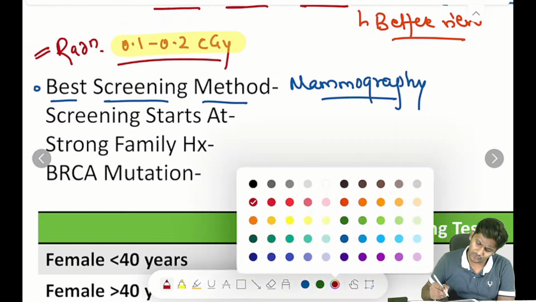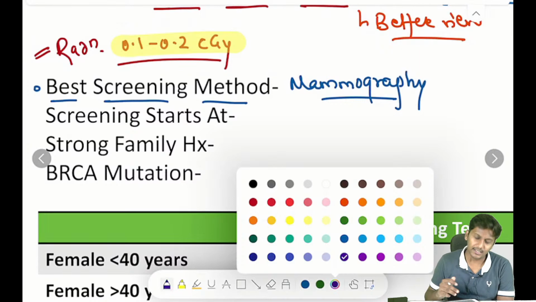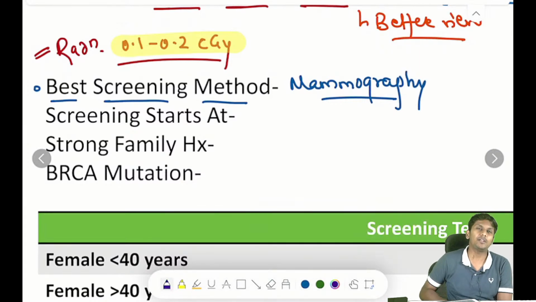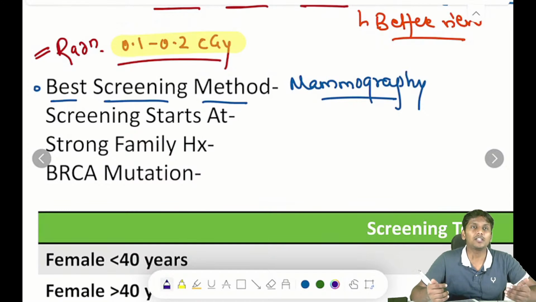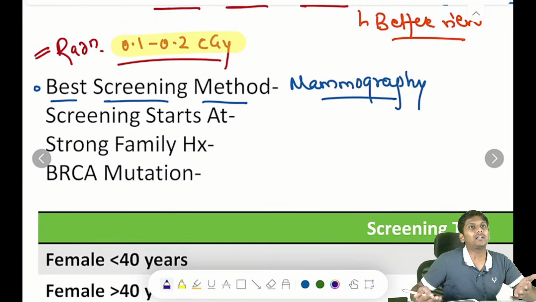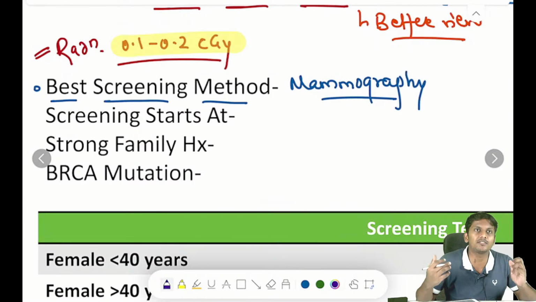Next important that you have to remember is when should the screening start? Definitely every female. We know rather the most common cancer worldwide and the most common cancer in females worldwide is also breast cancer. As the incidence or as the number of cases of breast cancer are increasing so rapidly, it's better that we screen the females for breast cancer so that we can make an early diagnosis of breast cancer and we can start the treatment early so that the outcome or the prognosis of the patient is much better.